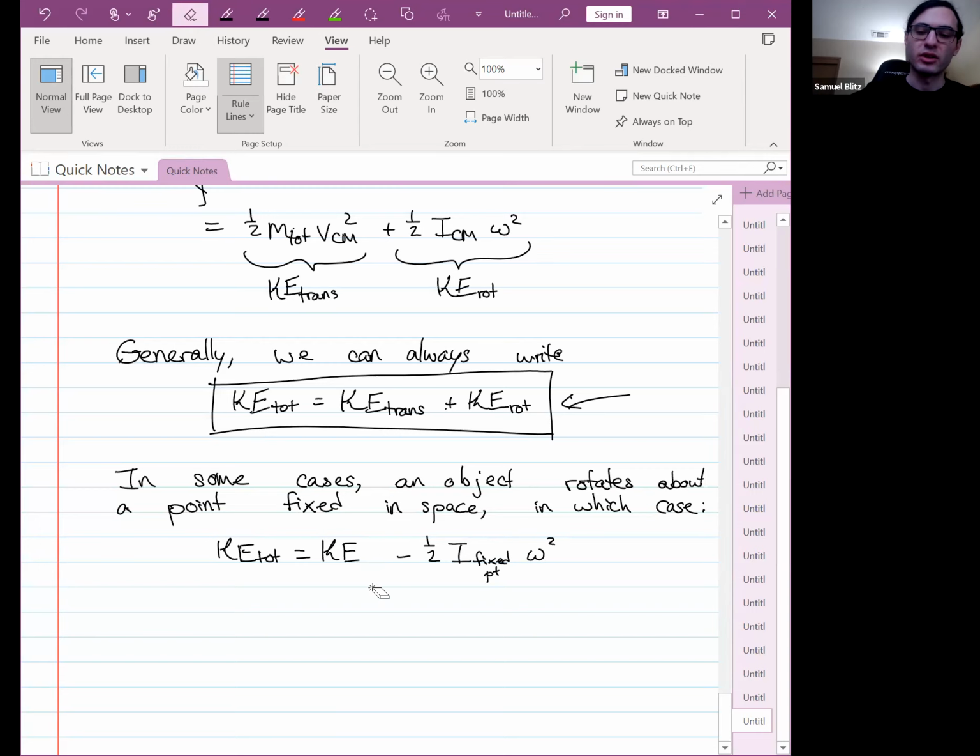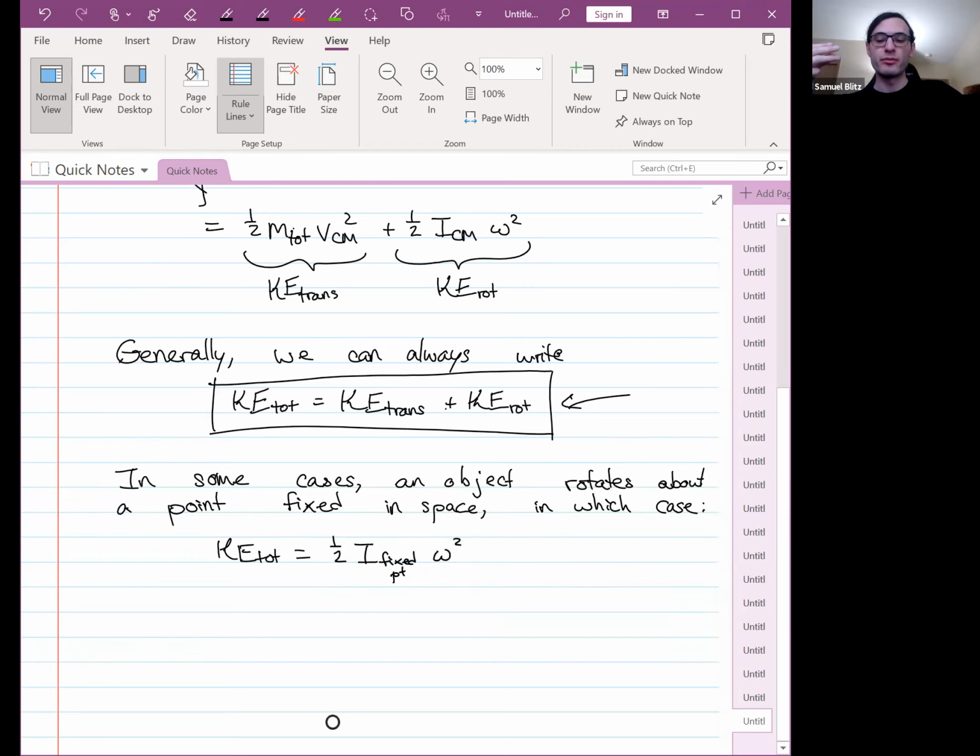Actually, I'm not going to write KE rotational because that has a connotation that it's about the center of mass. This is just to say that the total kinetic energy can be reframed in terms of just a rotational kinetic energy term, where the moment of inertia is measured about where it's rotating about, not about its own center of mass. So we can actually prove this fairly easily.